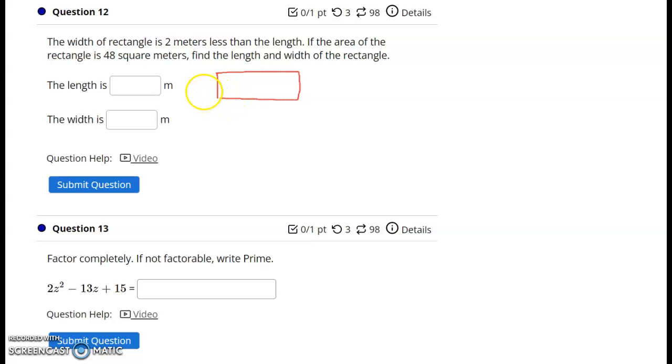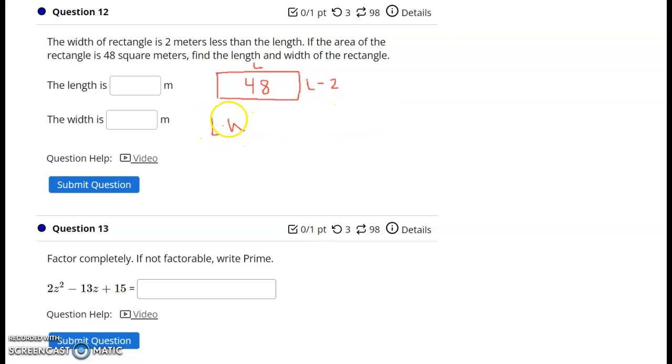We have the width is 2 meters less than the length. So we've got our length, and the width is 2 meters less. So we'll just say L minus 2. Okay. If the area is 48, put that on the inside, find the length and the width of the rectangle.